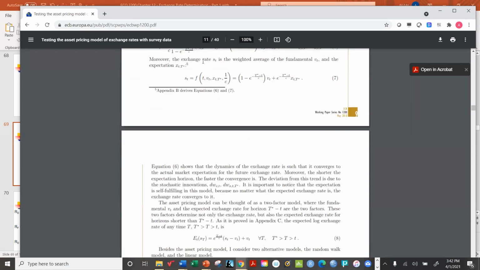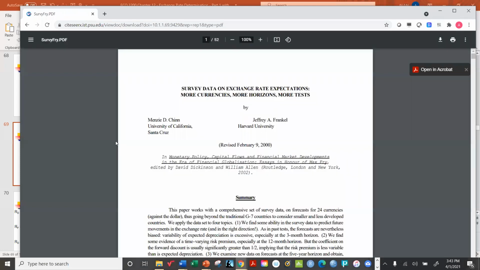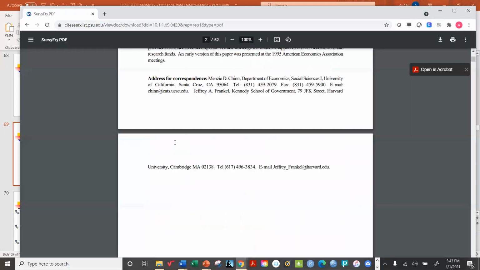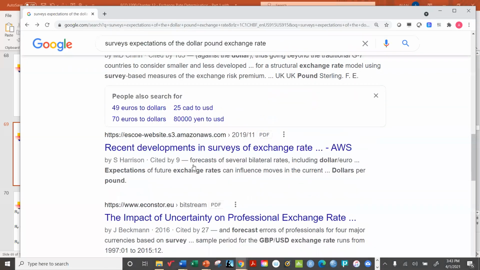Oh yeah, no, this is way out of control. I thought we could find, well, wait a minute. Survey and exchange rate expectations. Oh no, that's 20 years ago.